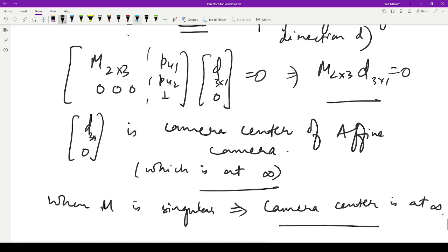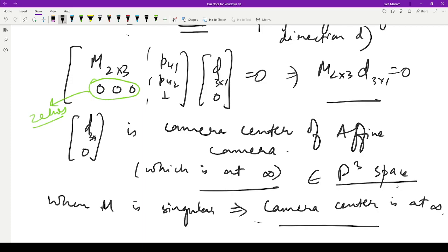That the last row is full of zeros. So if it's full of zeros, it's by default singular, right? It is not invertible. When it's not invertible, that means the camera center is at infinity. So for an affine camera, our camera center is always at infinity, which is again in P3 space, three-dimensional projective space.